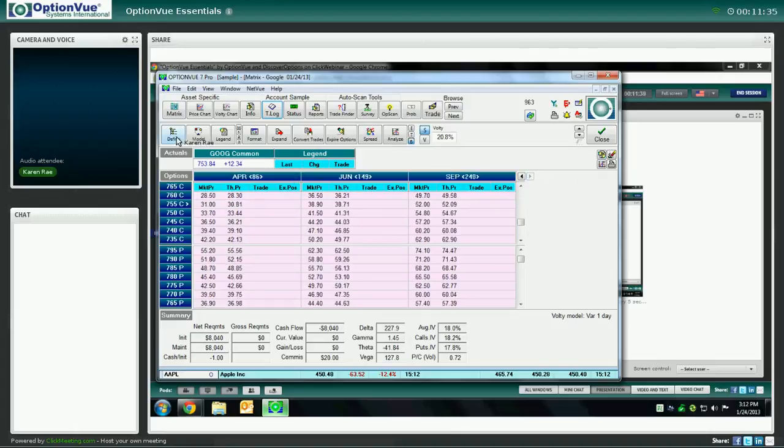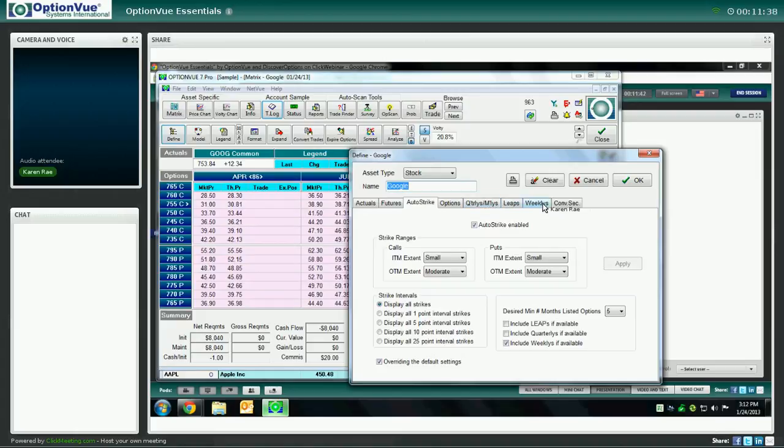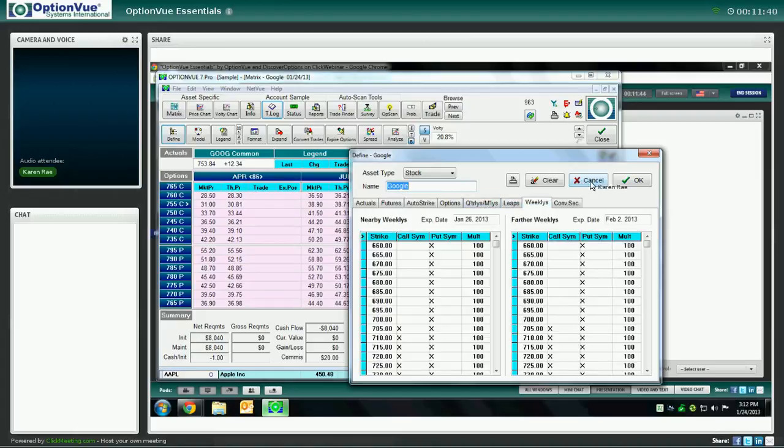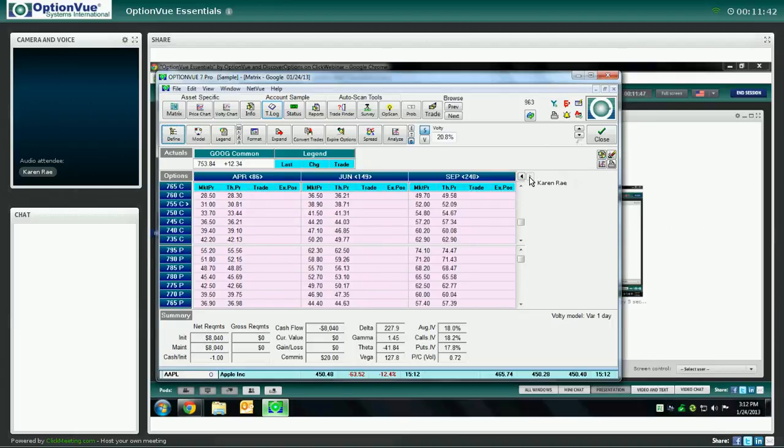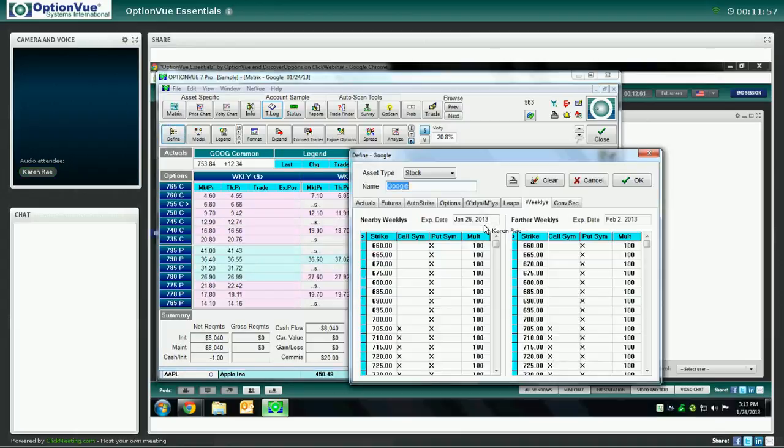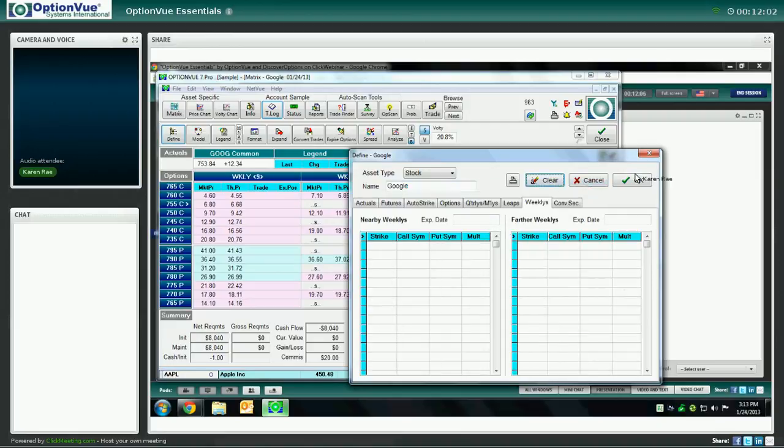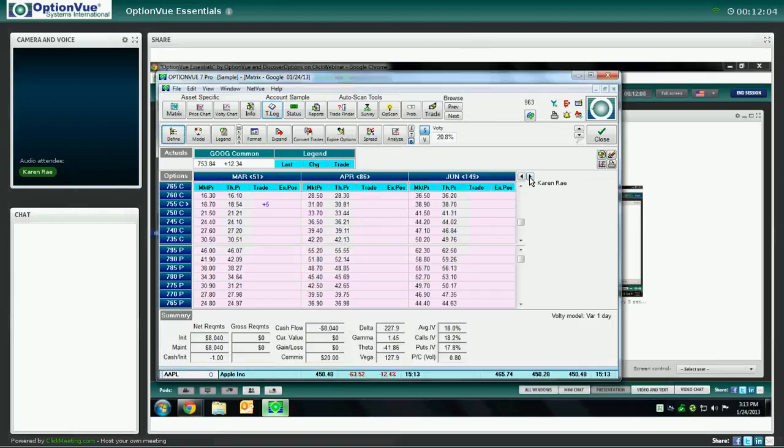I really, in this case, don't want the weeklies, so I'm going to go back to define weeklies and hit cancel. Then you'll notice this is grayed out now, so that means I don't have any more months to view. When I go to the left arrow here, I can see that I do have more months. I still see some of these weeklies, and so I'm going to clear those out and then hit OK. So here we go. September, June, April, March, February.